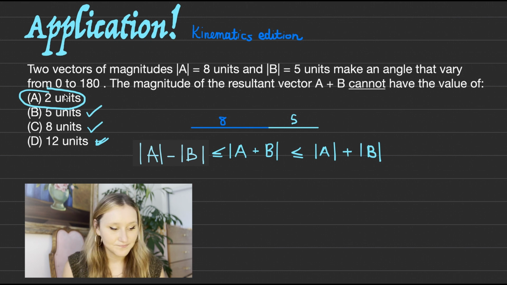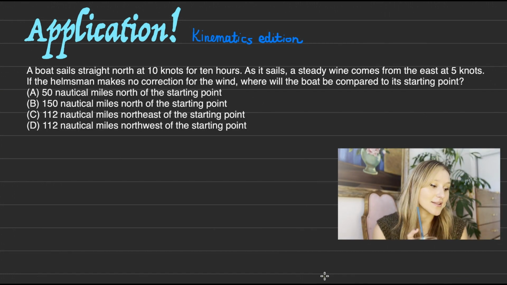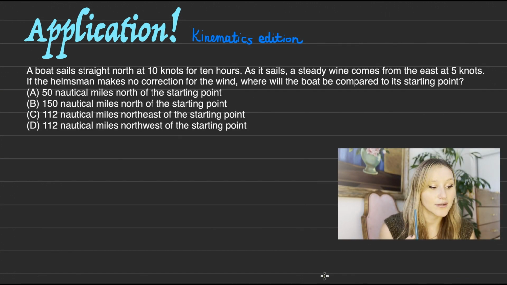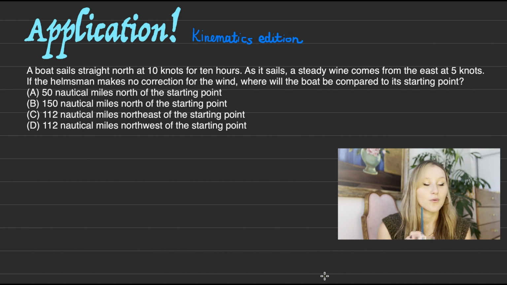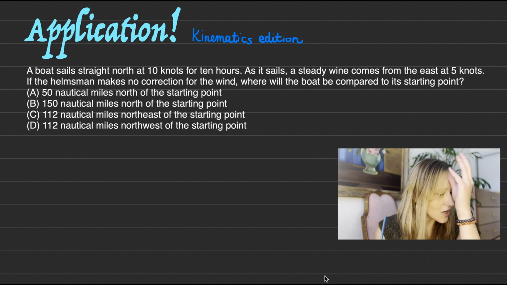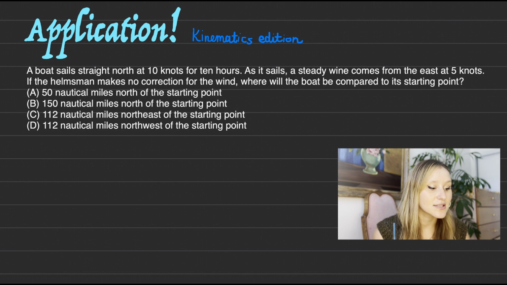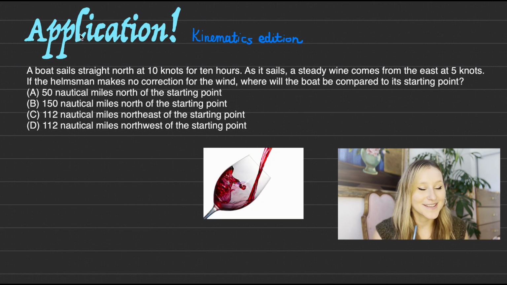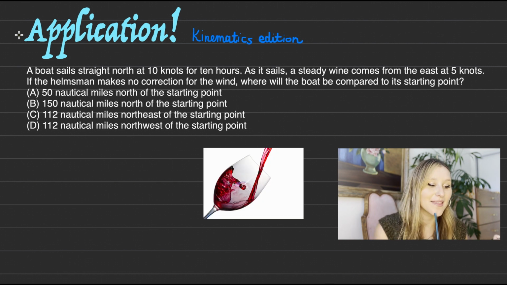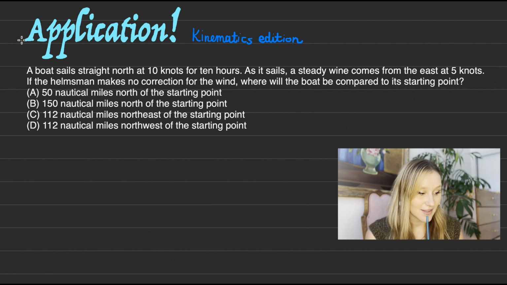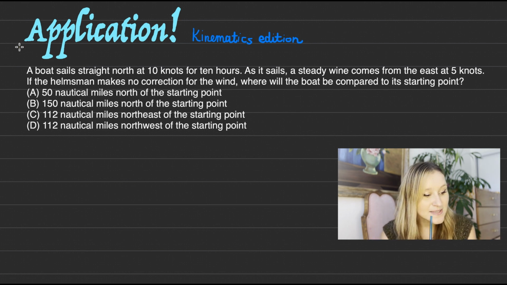Does that make sense? A boat sails straight north at 10 knots for 10 hours, which is 100 nautical miles. Good job. As it sails, a steady wind comes from the east at 5 knots. If the helmsman makes no correction for the wind, where will the boat be compared to its starting point?